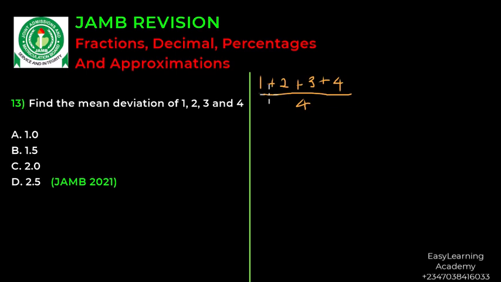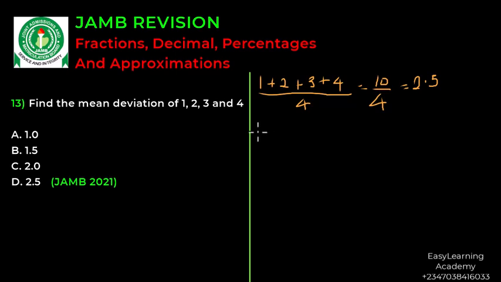So we proceed to add this. 1 plus 2 plus 3 plus 4 will give us 10, and of course we're dividing it by 4. So 10 divided by 4, if we go ahead to divide this, we're going to have 2.5. So our mean first is 2.5. Now for us to have our mean deviation, we subtract our mean from each of these numbers, take their sum, and then still divide it by 4. Then we have our mean deviation.